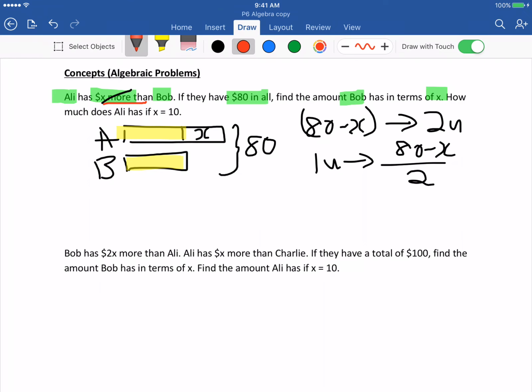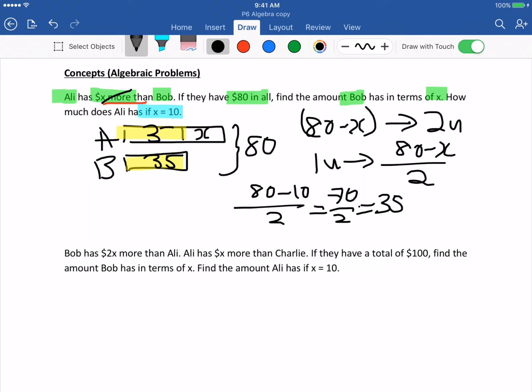Okay, the next step, find the amount that Ali has. Let's say X equals 10. So we go and find Bob first. Substitute X equals 10 in. It will be 80 minus 10 over 2, which equals 70 over 2, which equals 35. So if Bob has 35, this portion also must be 35. So how much does Ali have? Ali will be 35 plus the value of X, 10, which equals $45. That's the answer.